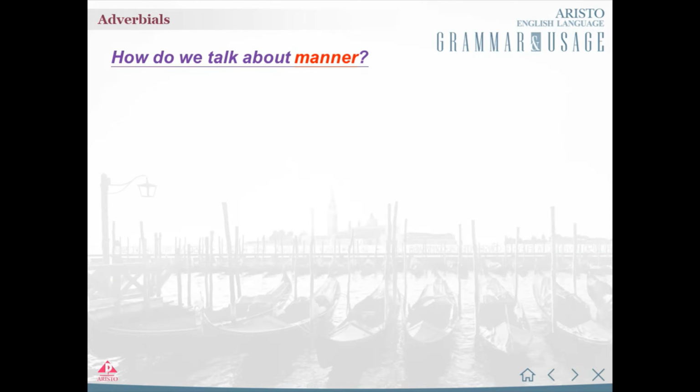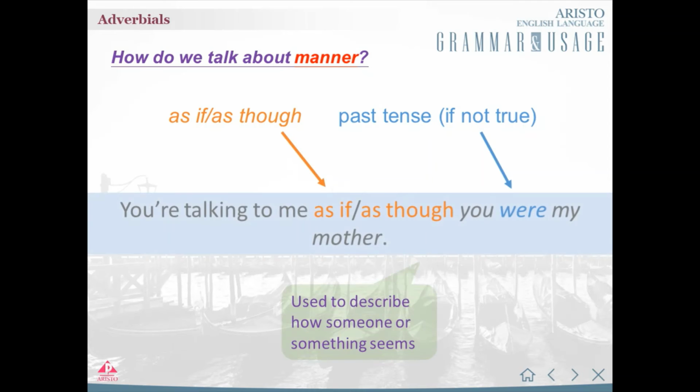Now let's take a look at another way we can talk about the manner in which actions are done. We can use as if and as though to describe how someone or something seems by comparing the person or thing to another person or thing. When we talk about something that is not true, we use the past tense. In this example, it is not true that the person is the speaker's mother. Remember, although we use the past tense here, it does not necessarily refer to the past.